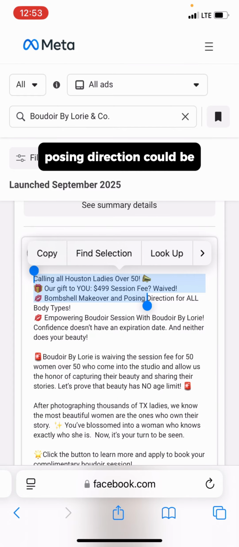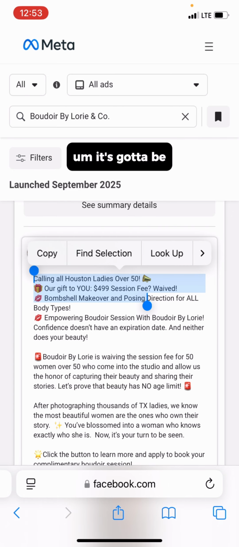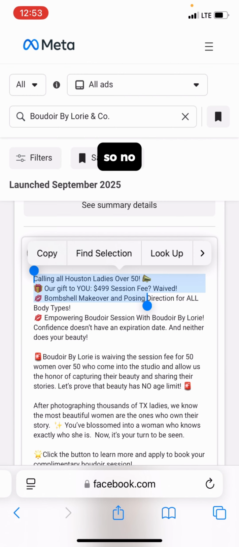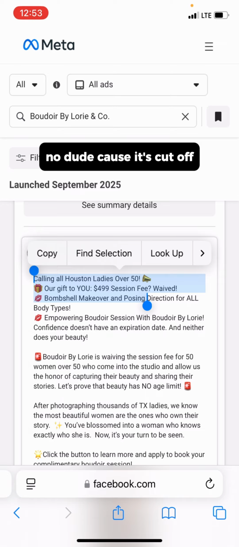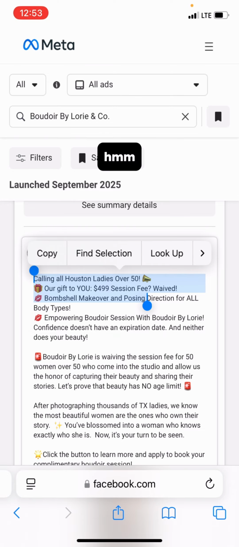Opposing direction could be, it's got to be, but it's cut off and it's got to be written the correct way. So no, I'm not going to give you this one. Nah, dude, because it's cut off. Nah, you missed it. You missed on this one.